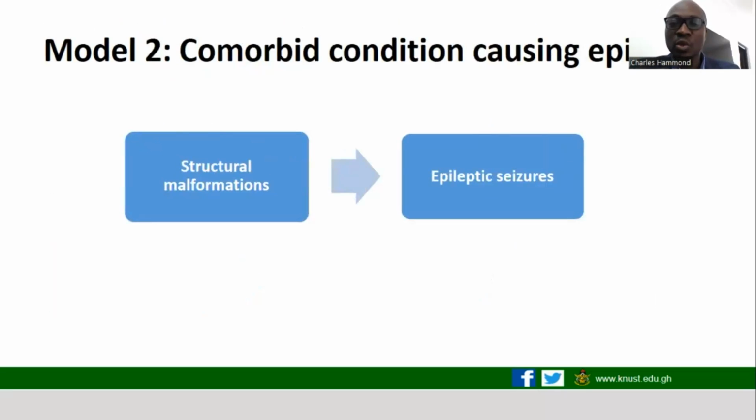The second model is where you have the comorbid condition leading to the epilepsy. For example, you have a structural malformation, and that structural malformation causes the patient to have epileptic seizures. Then in that case, it is the comorbid condition that is leading to the epilepsy. So it will predate the epilepsy, or it will come before the patient starts to have seizures.